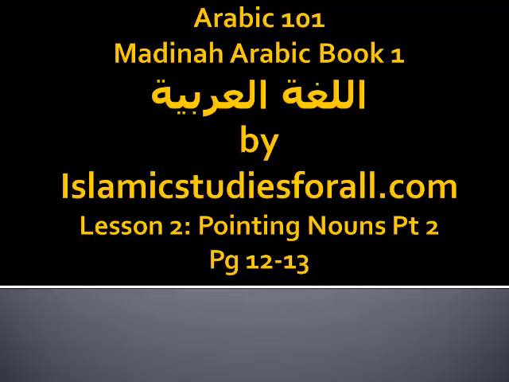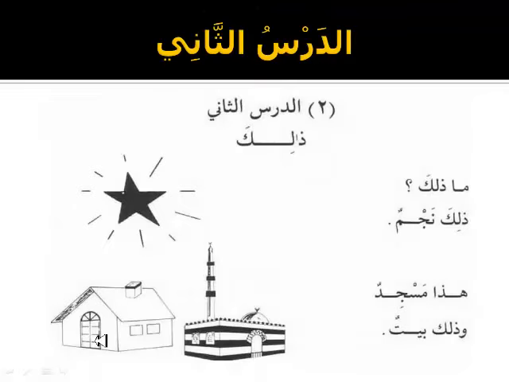Welcome to Islamic Studies for All.com, lesson number 2, pointing nouns for the Arabic 1 course using the Madinah Arabic Book 1, pages 12 to 13. Inshallah, today we're going to continue a discussion on the pointing nouns, or nouns in Arabic that they use to determine something far away or something close. In the last lesson we talked about hada and hadihi. Hadihi, this for feminine, and hada, this for masculine.